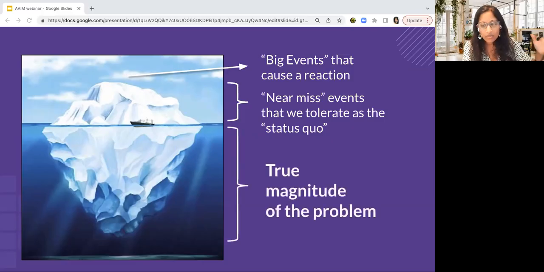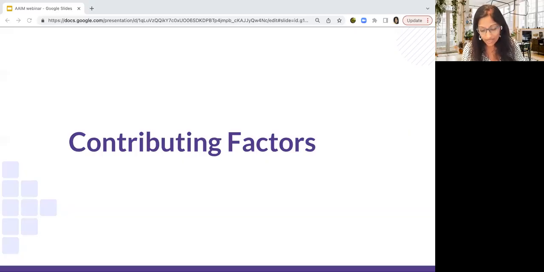And then there's this whole part of safety and errors that we actually have no idea are happening. It's really hard to have true measurements of errors, near misses, potential errors, which really is scary, I think, to many of us.